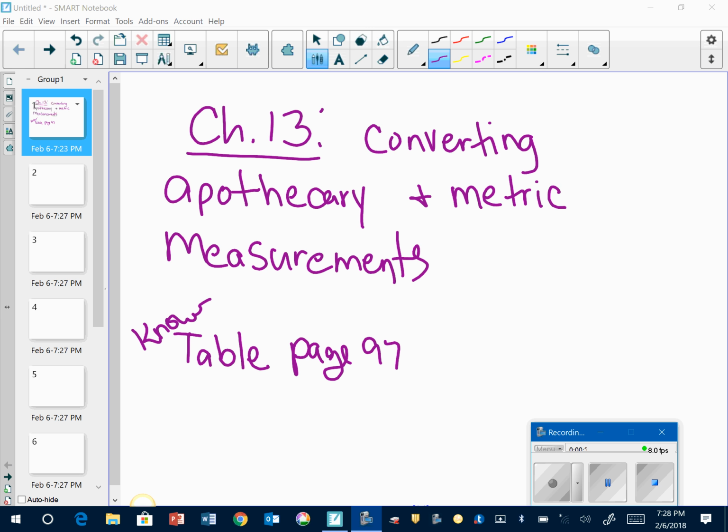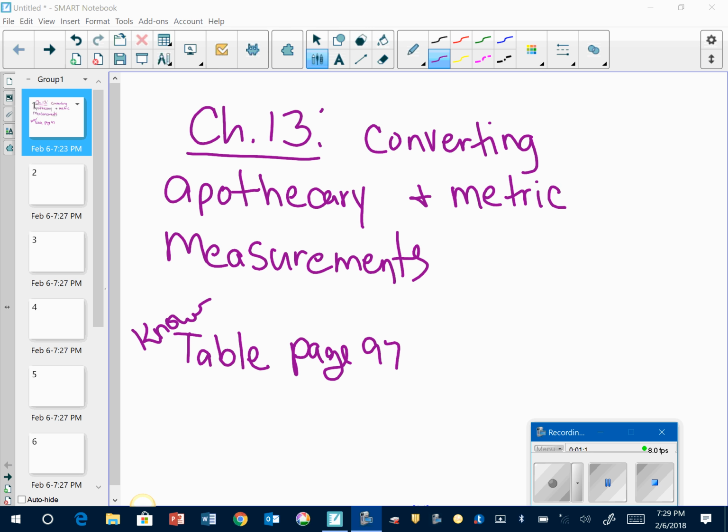Make sure that on page 97 in your book under Chapter 13 you memorize the table that gives you your apothecary measures. It tells you that 1 grain, remember GR stands for grain, equals 64.8 milligrams, often rounded to 65 milligrams. Most of the examples in here use the more specific number, but when you take your state test or your national test, it may give you the rounded version.